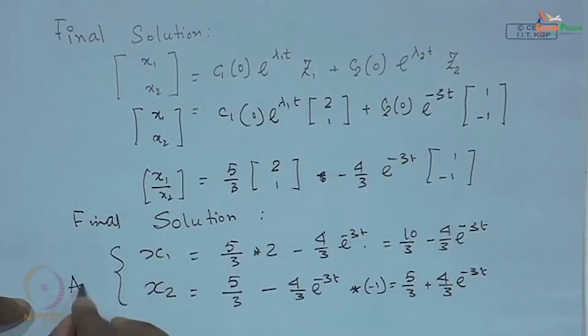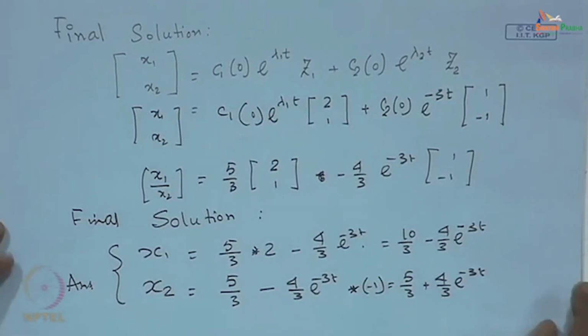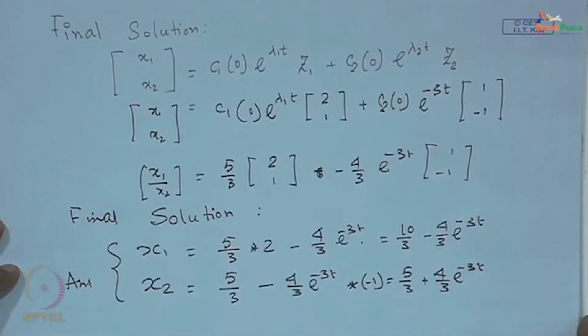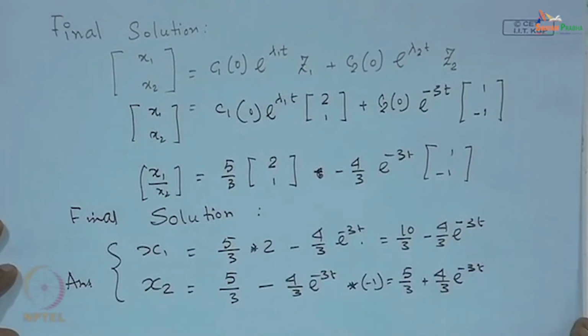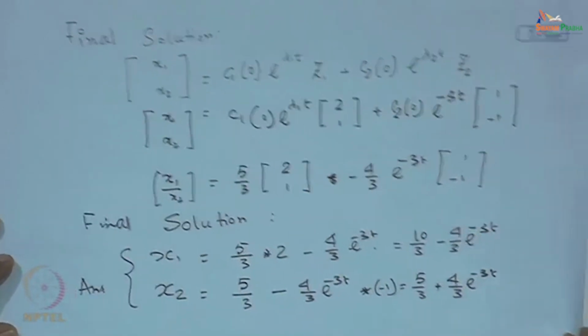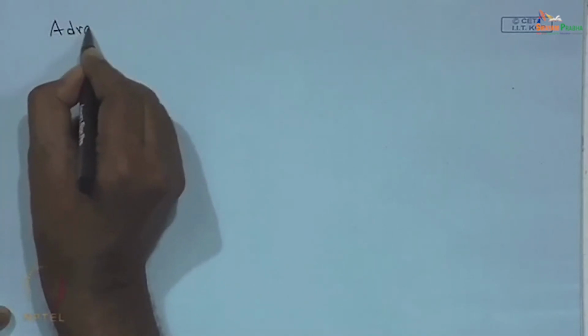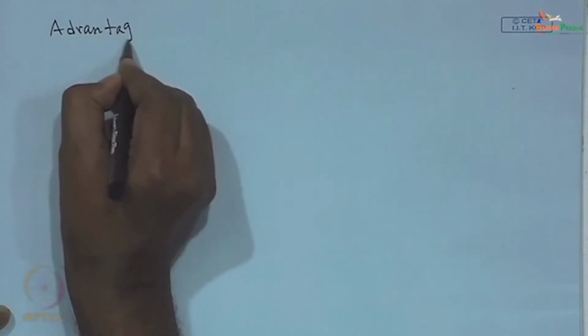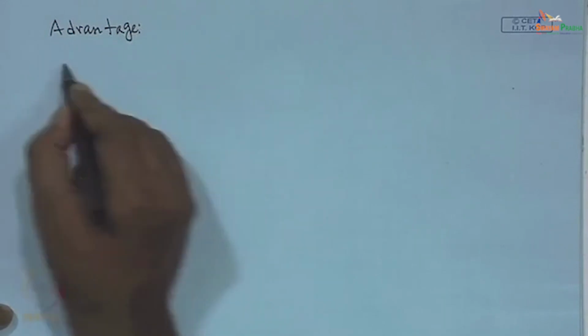So, that is the final solution of whatever the problem we are looking into. So, this gives a direct application of the eigenvalue eigenvector problem to solve the set of ordinary differential equations which are homogeneous. Now, let us talk about the advantage of this method compared to any numerical scheme.